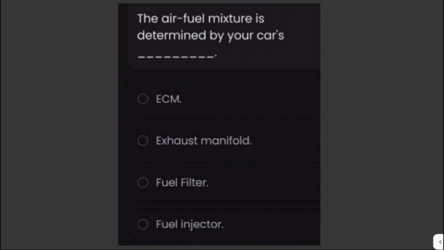The air-fuel mixture is determined by your car's ECM, exhaust manifold, fuel filter, or fuel injector. So the air-fuel mixture in a car's engine is determined by the engine control module, or ECM. So the answer here is ECM, which is also known as the engine control unit, or ECU, or powertrain control module.